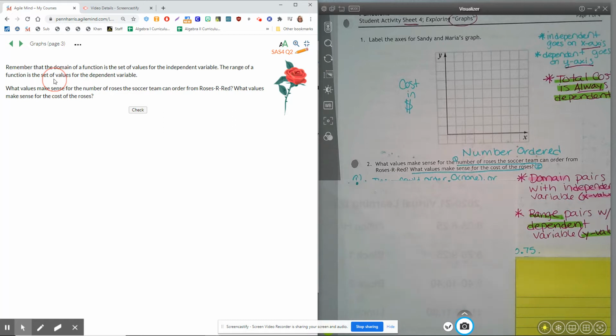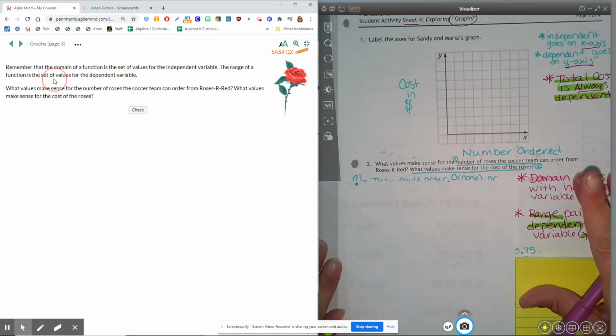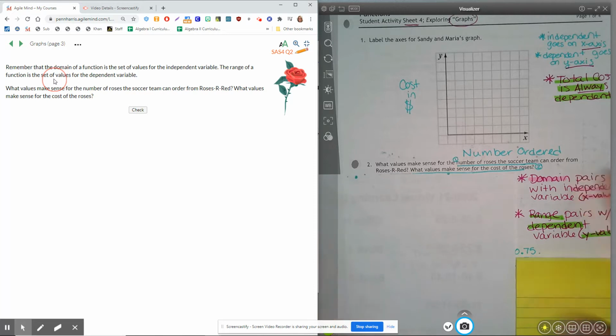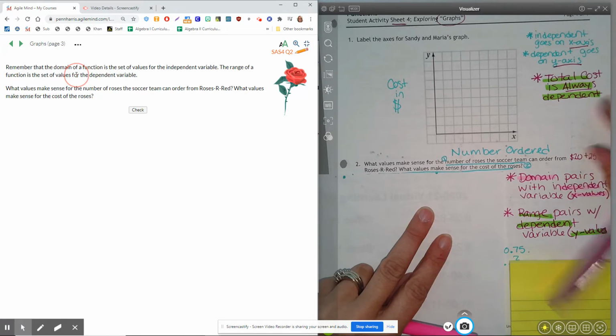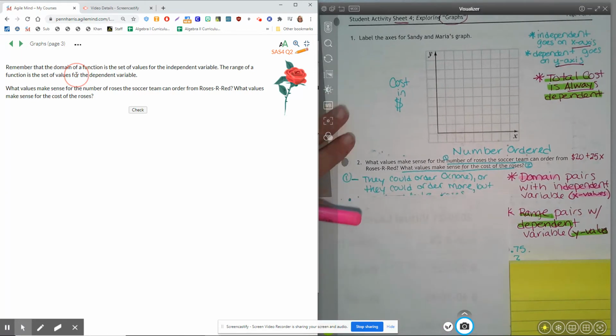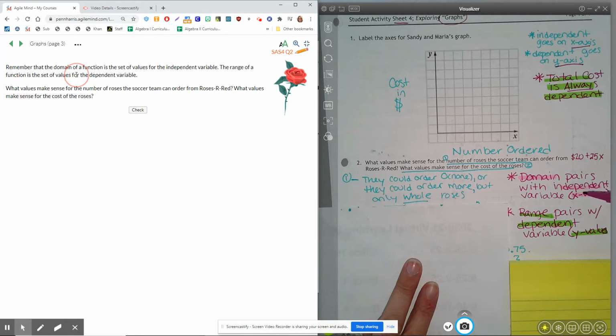If you guys remember, Roses Are Red had a $20 service fee, and then they also charged 75 cents per rose. I'll put that there as a reminder. So let's talk about that. For our domain, that would be our x values, the numbers that go down here. What could those be? Well, we could order 0 roses, meaning none, or we could order more.